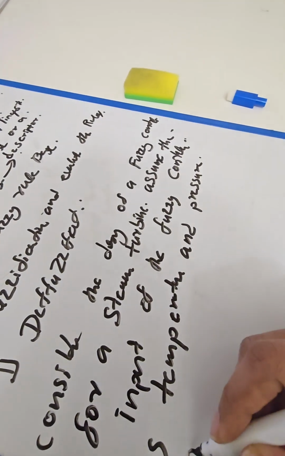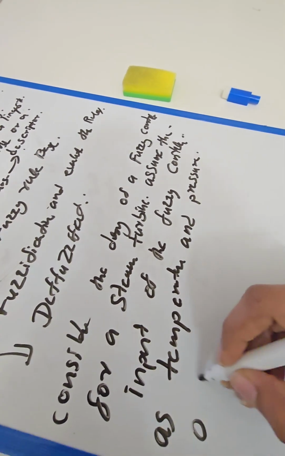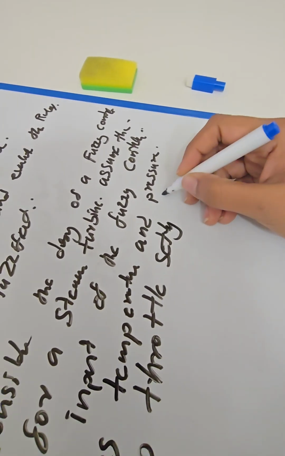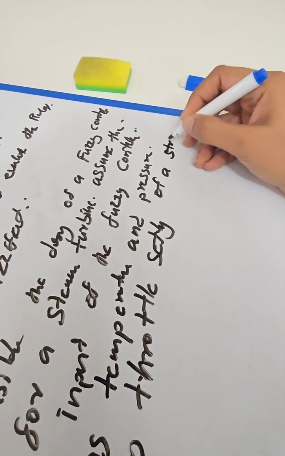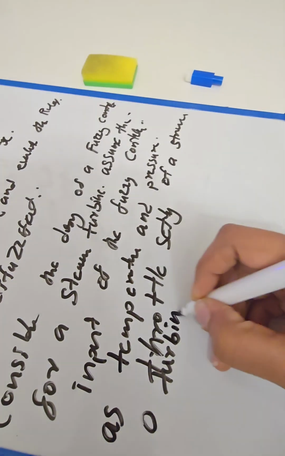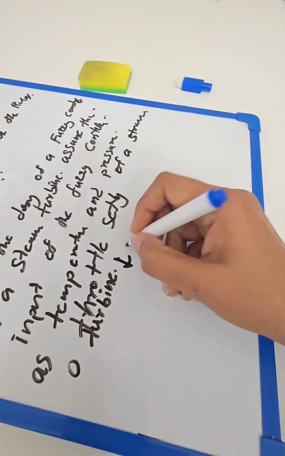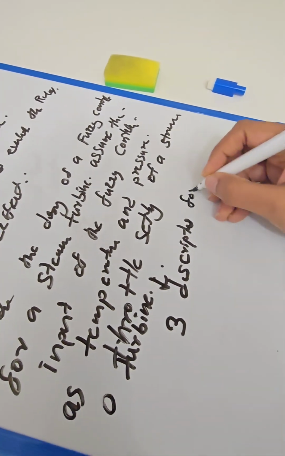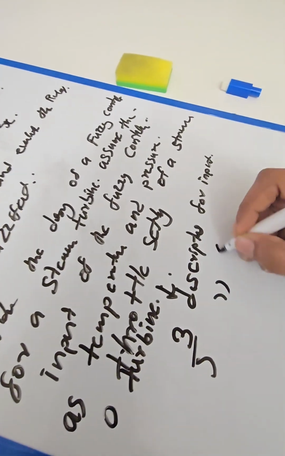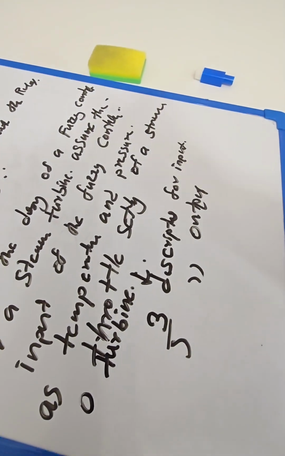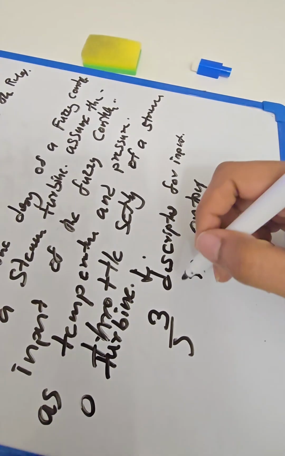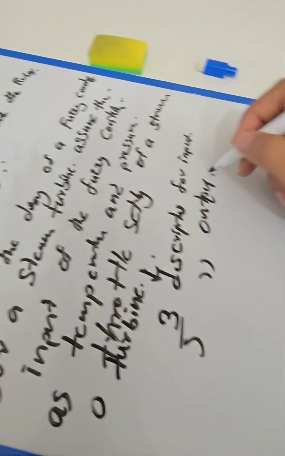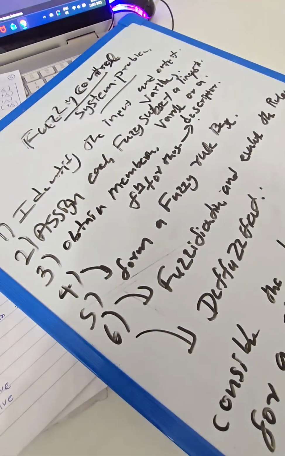Okay, and the output will be the throttle setting of a steam turbine. Okay, for this they are telling we can use 3 descriptors for input and 5 descriptors for the output. And now we have to set of rules for control action and get the defuzzified values first. Okay, let's do step by step. I am going to follow these 6 steps.